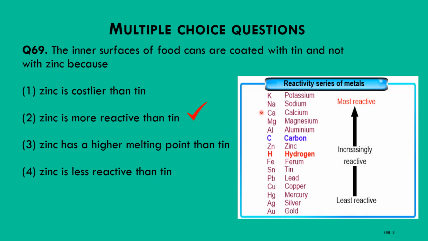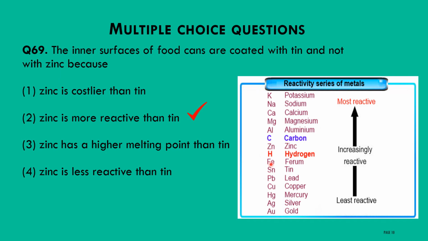How do we see this? Here is the reactivity series of metals, which you have to remember. Potassium is highly reactive, then gold is less reactive, and hydrogen is the middle one. This is the increasing order of reactivity. This series you have to remember. Now compare zinc and tin. Zinc is more reactive compared to tin.